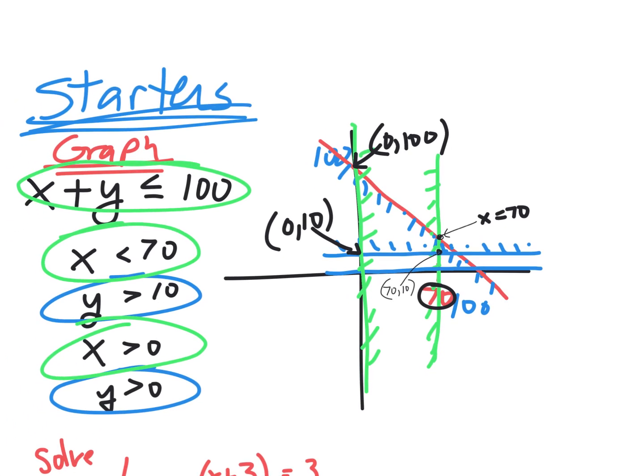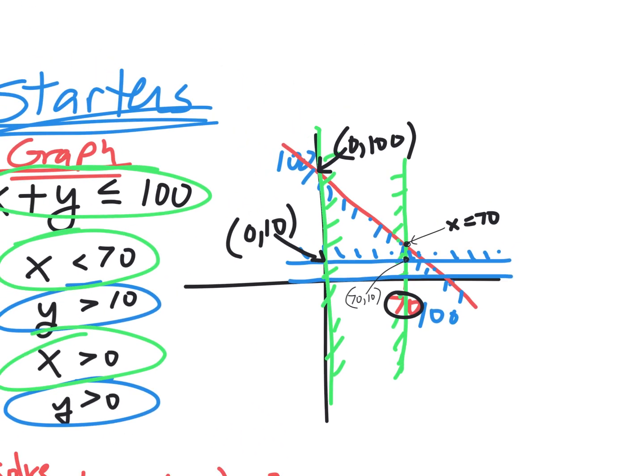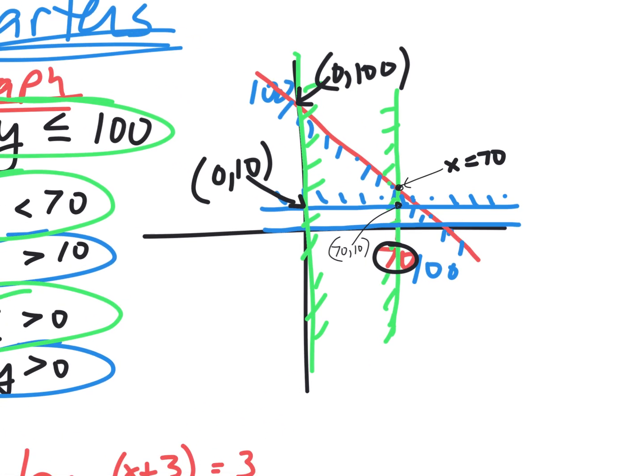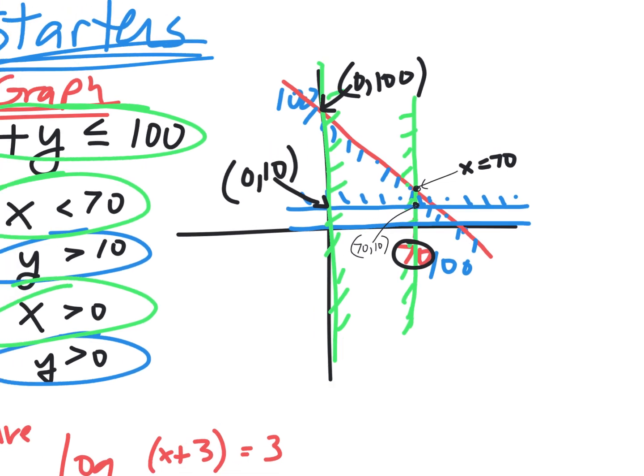So if I was going to graph this system of equations, the hardest point to find would be where the red line intersects with the green line down here. And I know x is 70 right there.